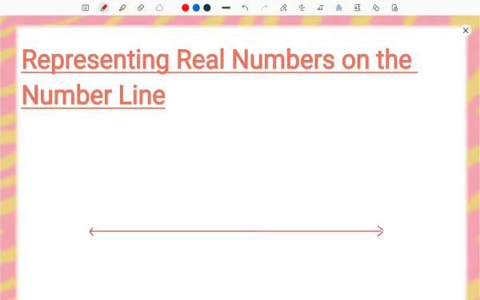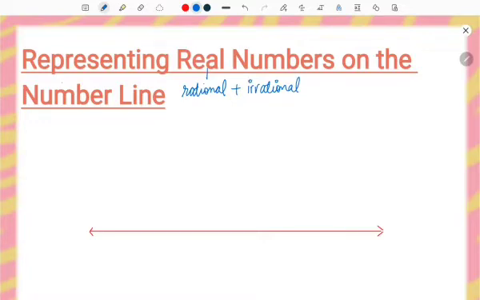In this video, we are going to learn about representing real numbers on the number line. How do you represent real numbers on the number line? Real numbers, again, are a combination of both rational and irrational numbers. So we are going to learn how to represent those on the number line.